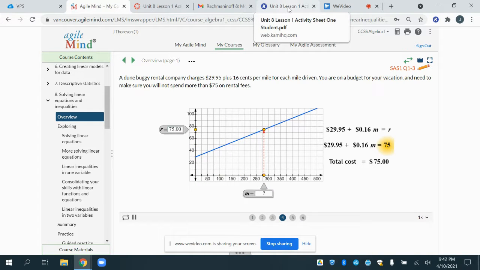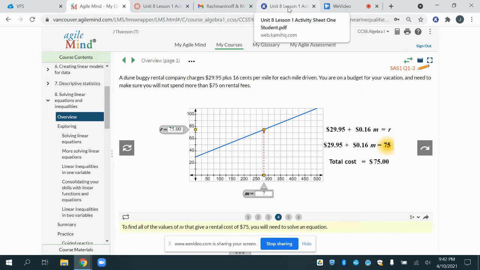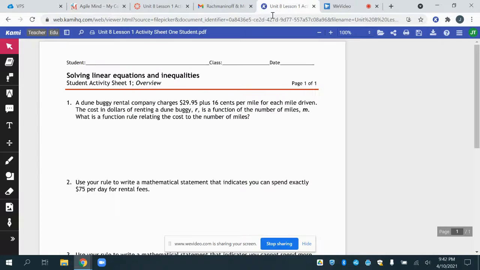So what we're going to do is, if we have $75, we can use this formula. We can say, let's make the amount we pay be $75. The only thing missing now is the miles. So that's what we're going to do here.